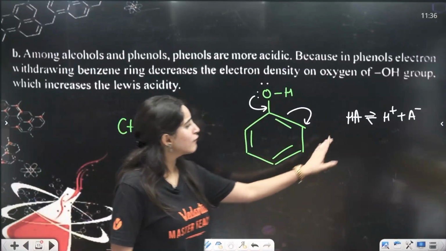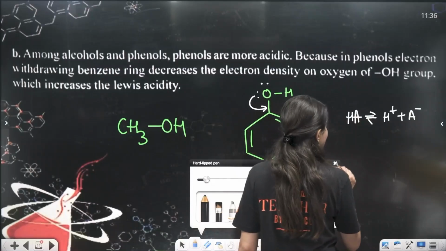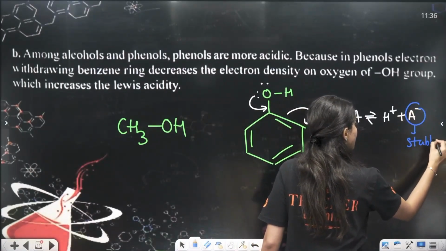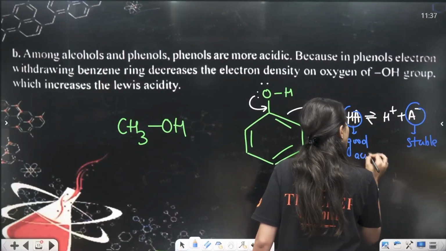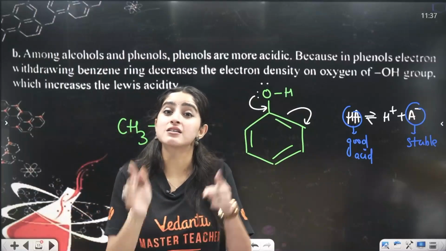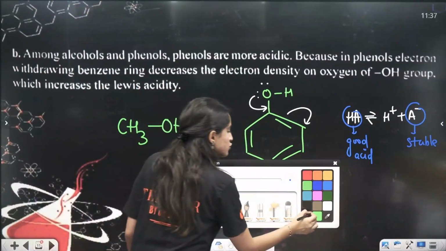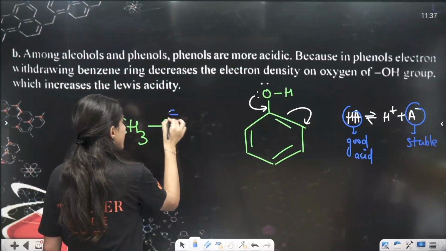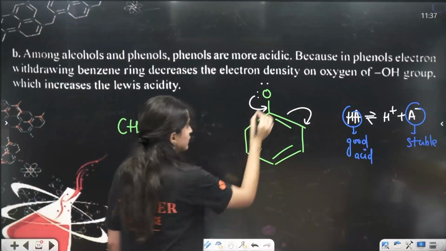So same thing. If the acid is very happy, that means after donating H positive, A negative is stable, then we will say this is a good acid. Then we will say it can easily donate H positive. It will donate H positive only when the resultant carbanion is stable, right? Okay. So here, instead of OH, I should write O negative, right?